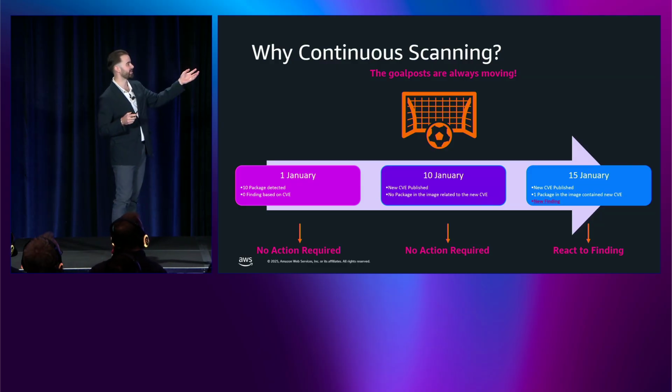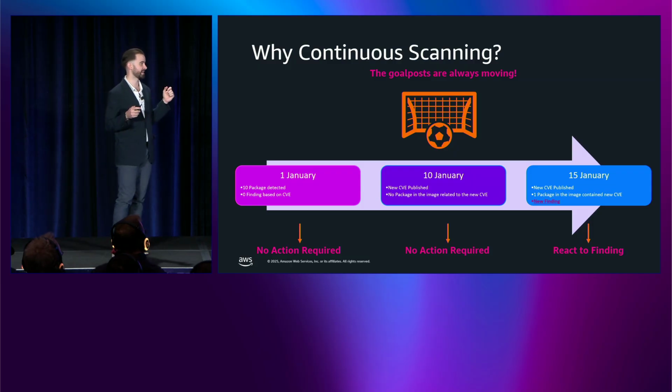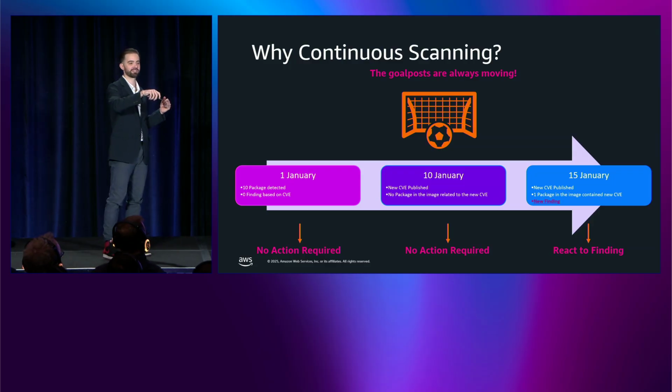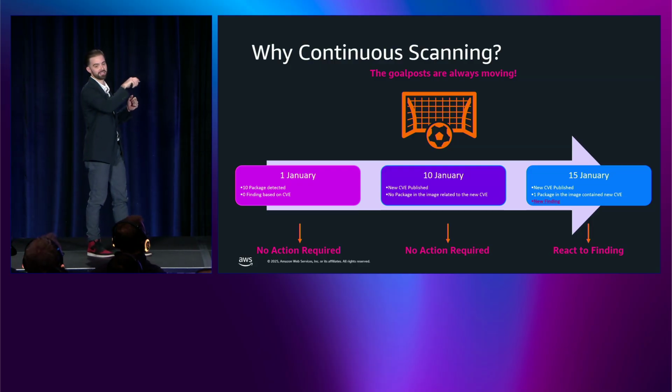So we can imagine a scenario where on the 1st of January, you have 10 packages that Inspector is detecting. Inspector is not finding any packages associated with a CVE, and therefore it's not cutting any findings. We can imagine 10 days later on January 10th, there is a new CVE published for a package, but that package is not in something like, let's say, your ECR container image. But on the 15th of January, there's a new CVE published, and we actually do observe as we scan that that package is associated with a vulnerability. And at that moment, we're going to cut a finding to you, and you're going to have a finding which you can choose to react to or not react to depending on your risk appetite.